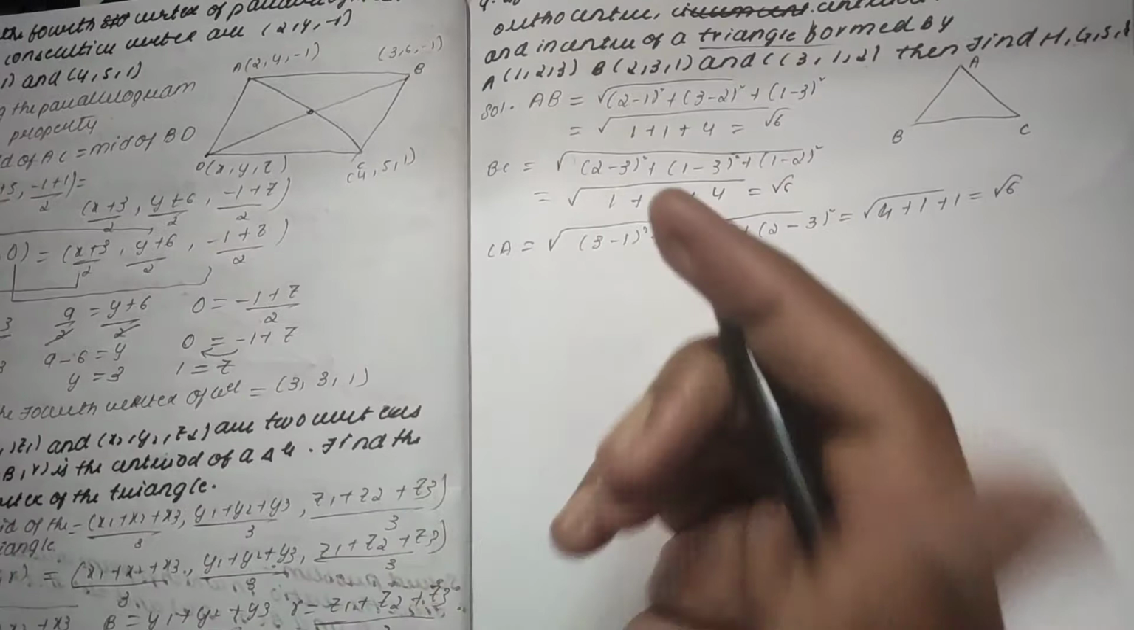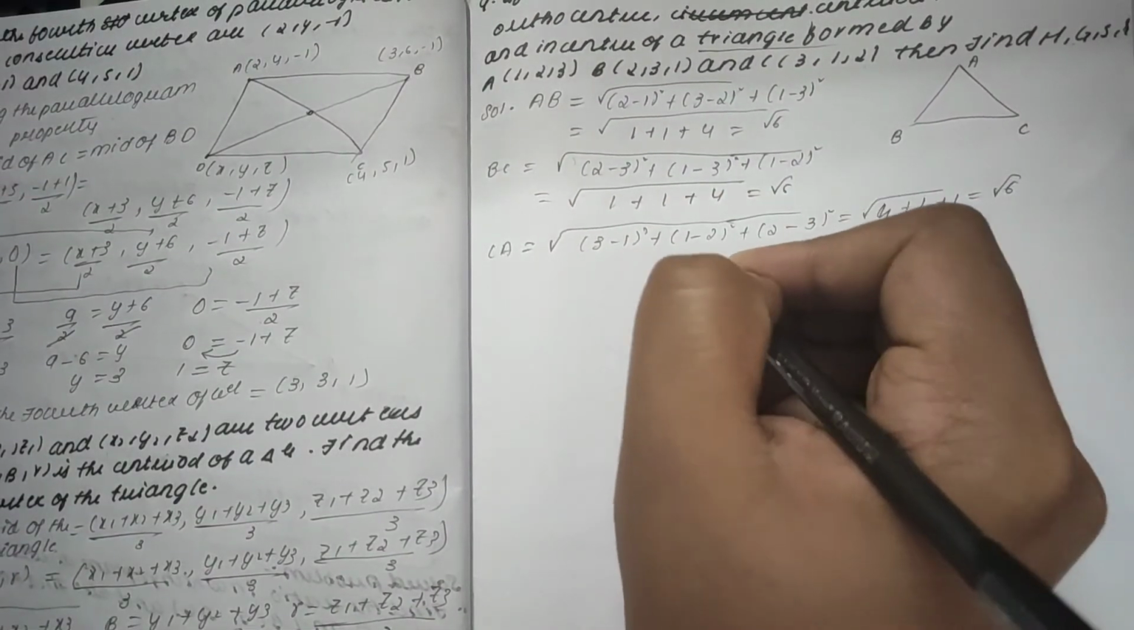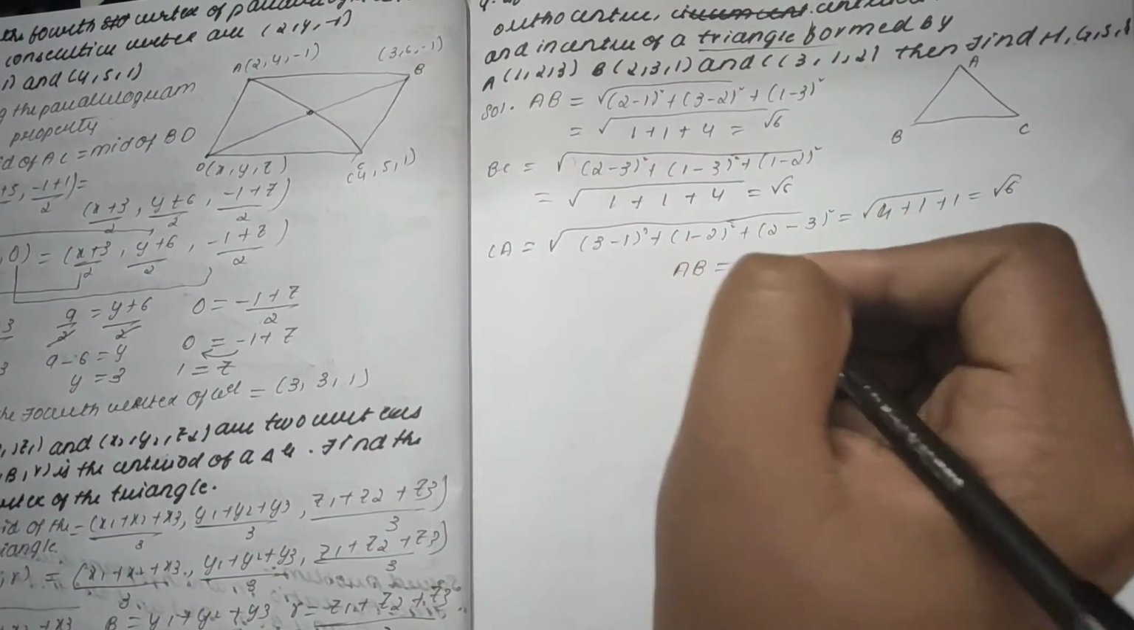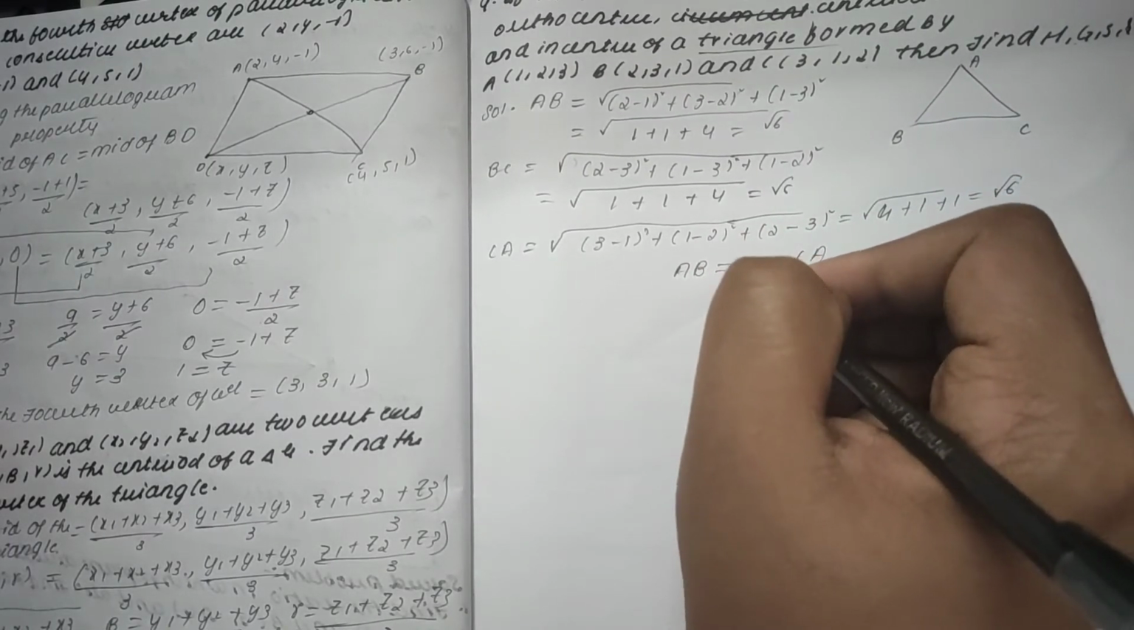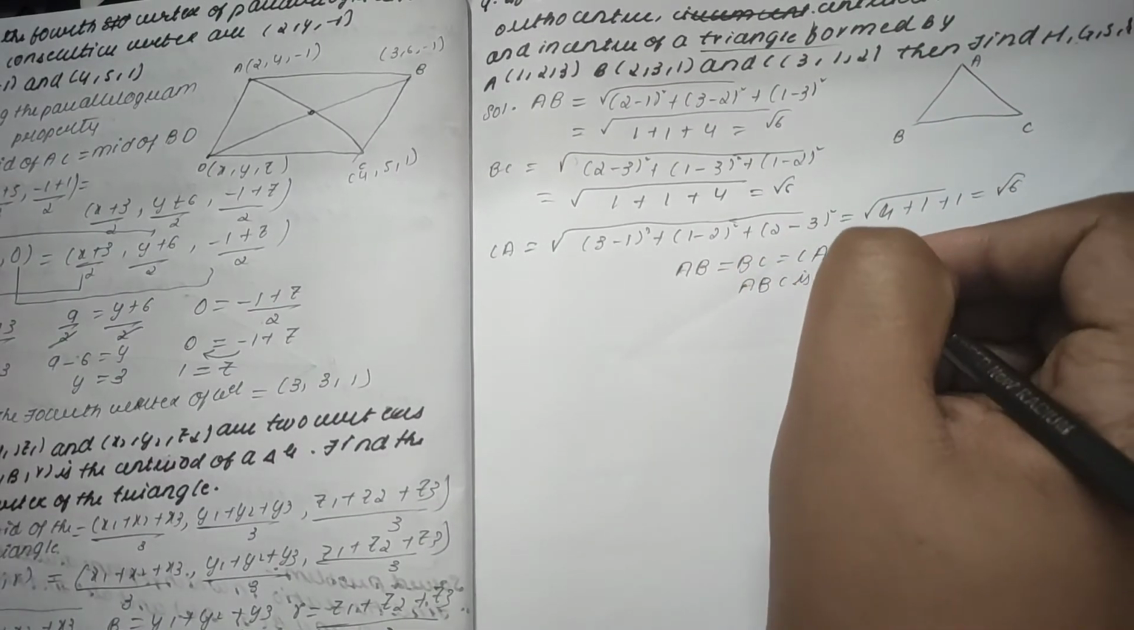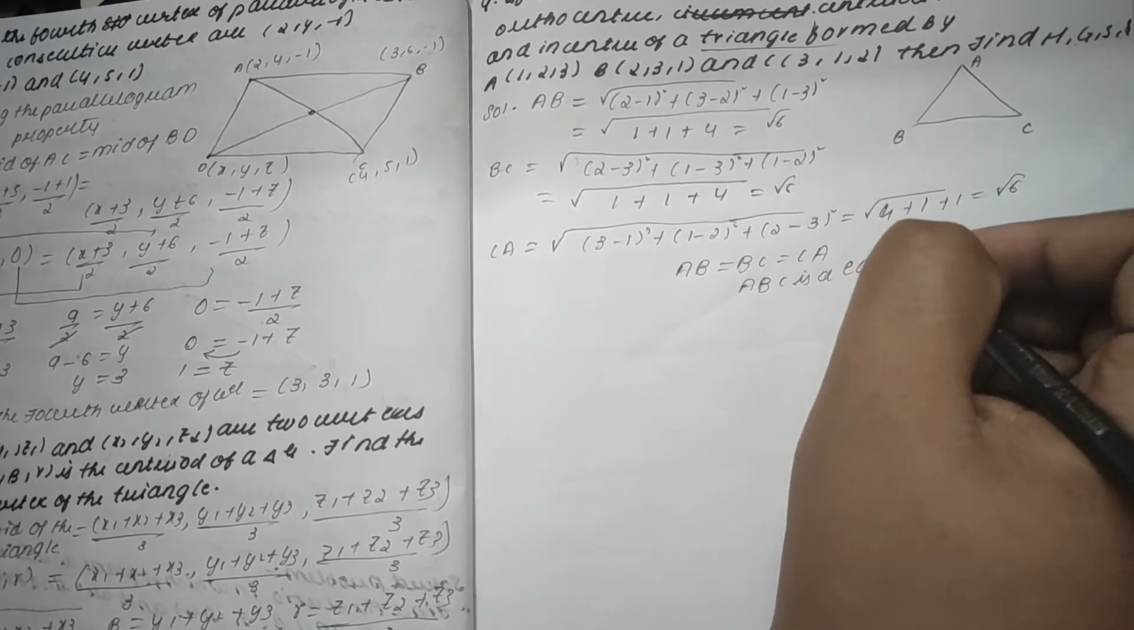From these three, the distance AB is equals to BC is equals to CA. So ABC is an equilateral triangle.